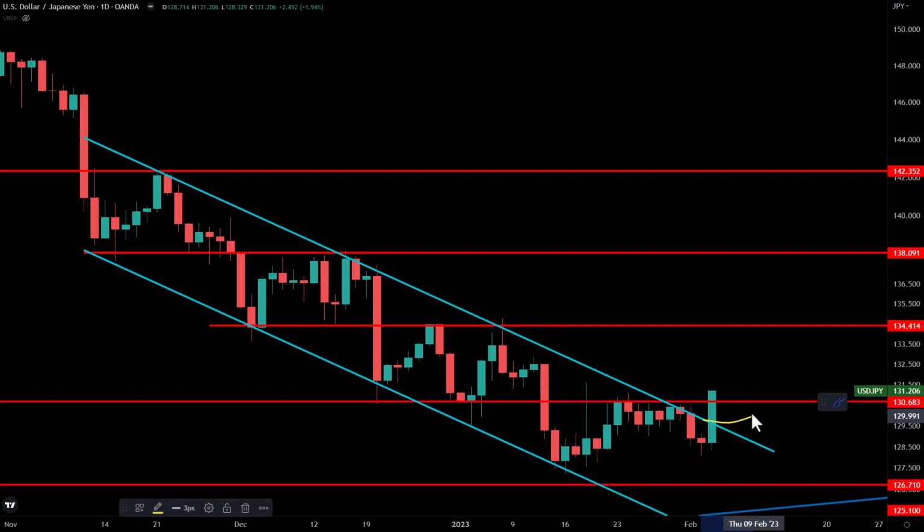Once again, if the dollar yen can hold above 129.60 to 130.60 in the week ahead, I do think that we could get that push up toward 134.50. And then from there, potentially a pullback and some range bound price action here for the dollar yen and other pairs.